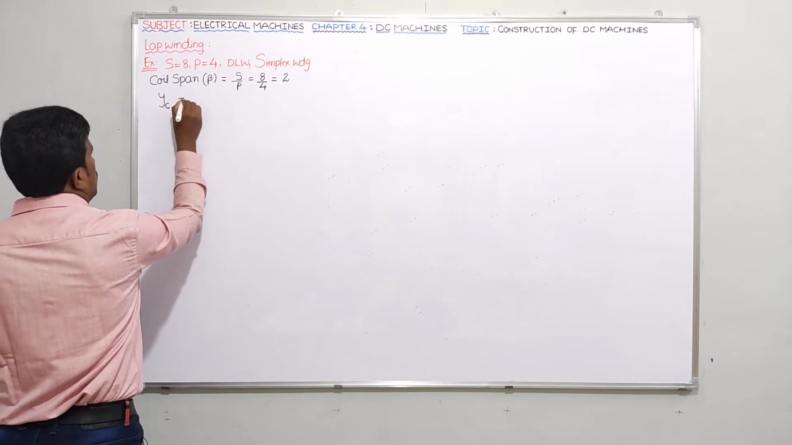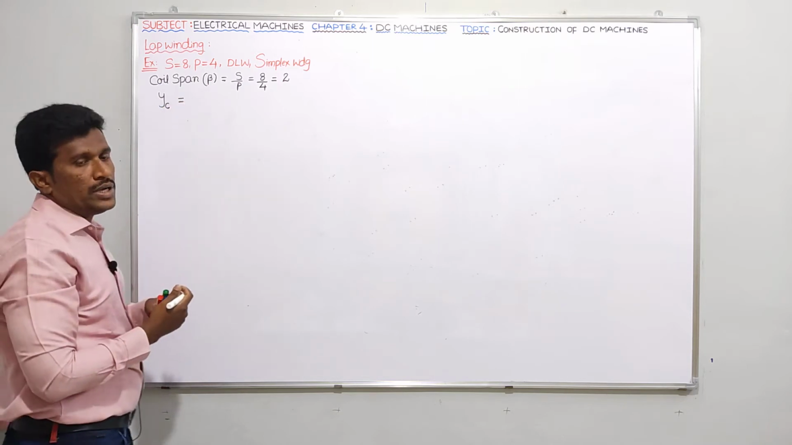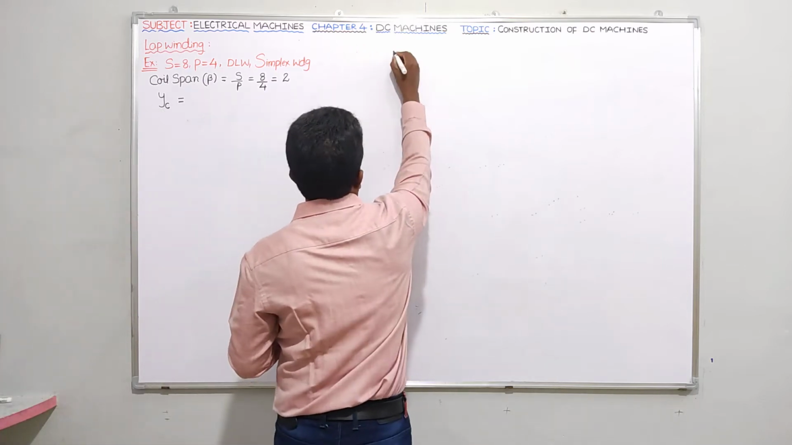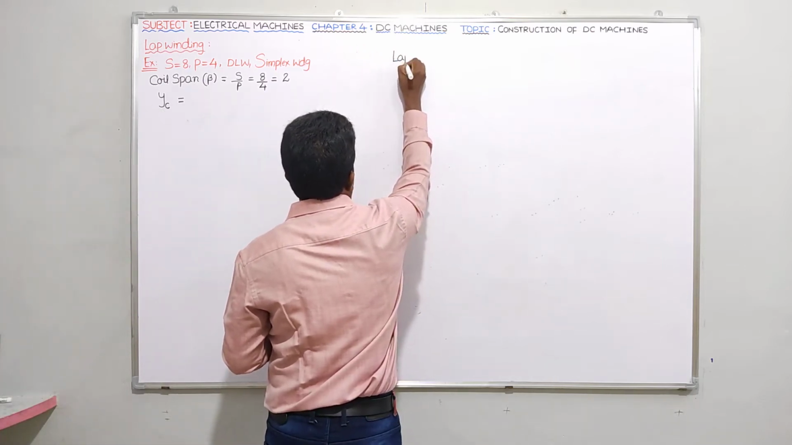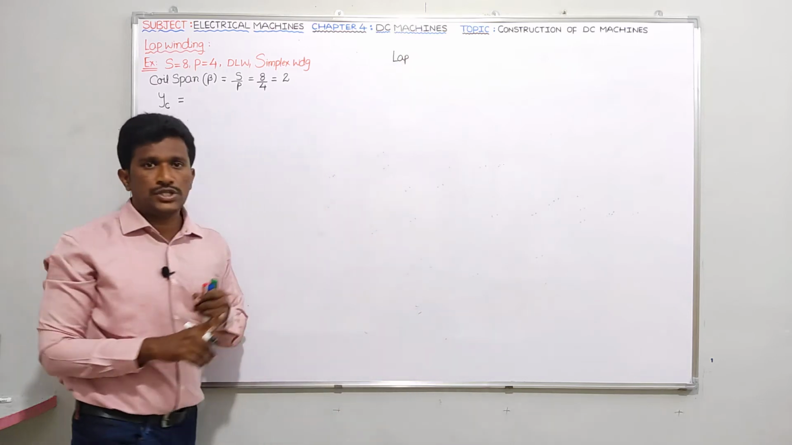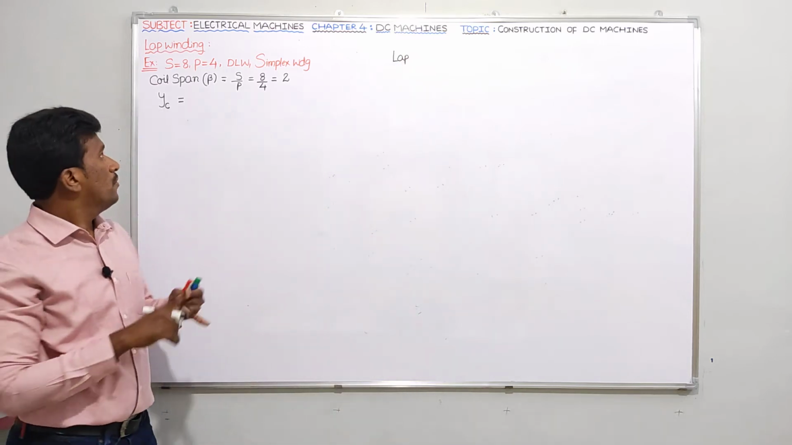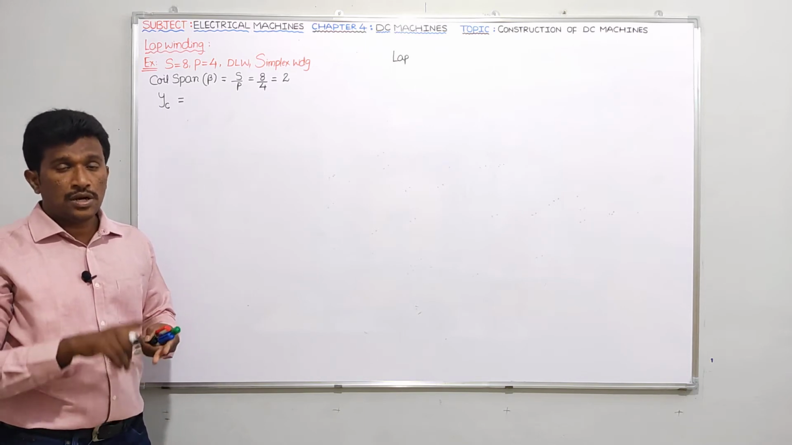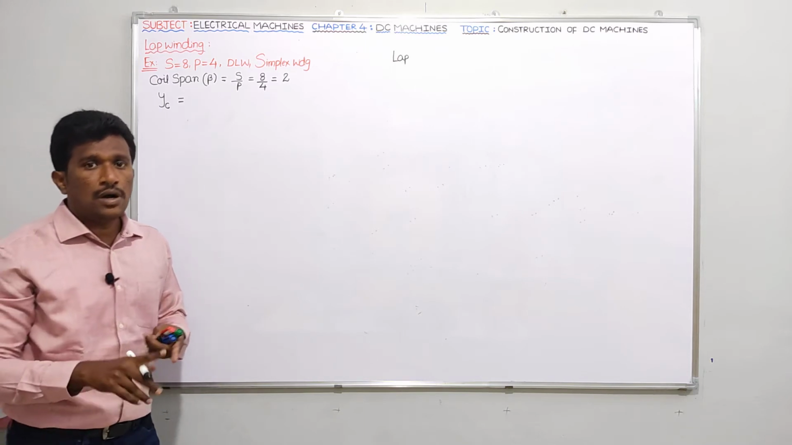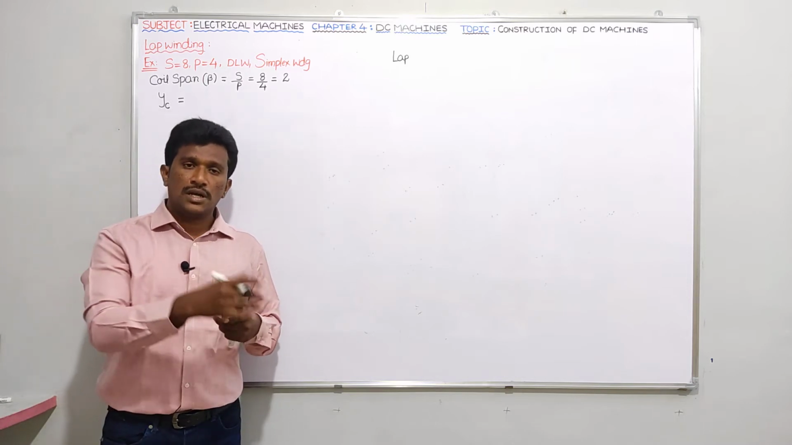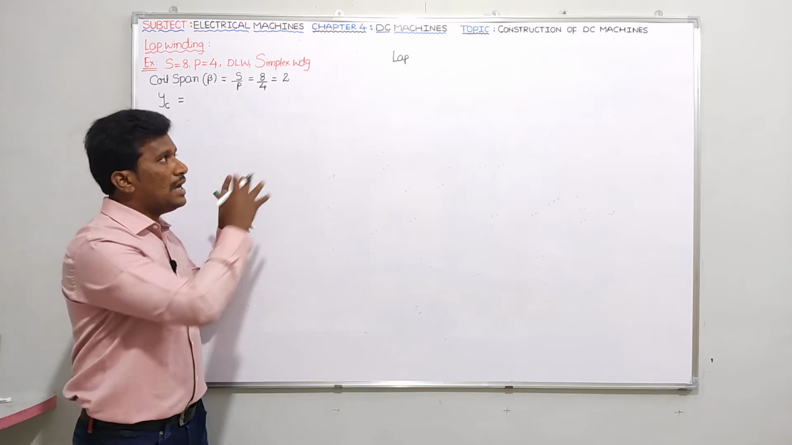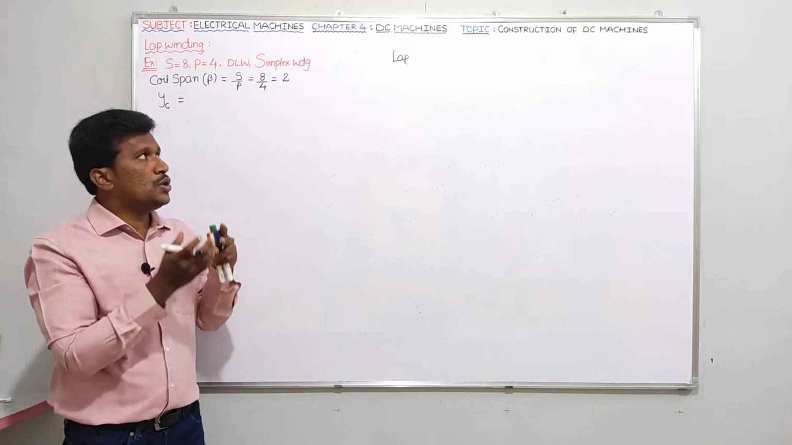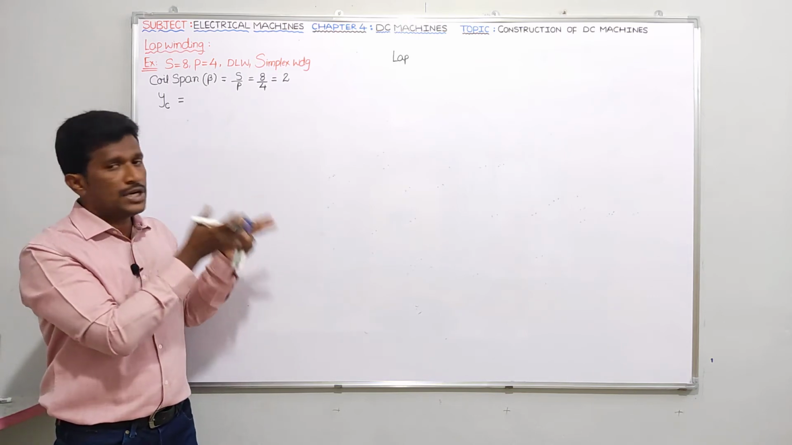YC is nothing but commutator pitch. Generally, there is no need to confuse regarding front pitch, back pitch, resultant pitch, commutator pitch, and average pitch. All those things will be explained in the coming videos. But for drawing lap winding, I need the commutator pitch value. That's why let me give the formula for commutator pitch for lap and wave winding.